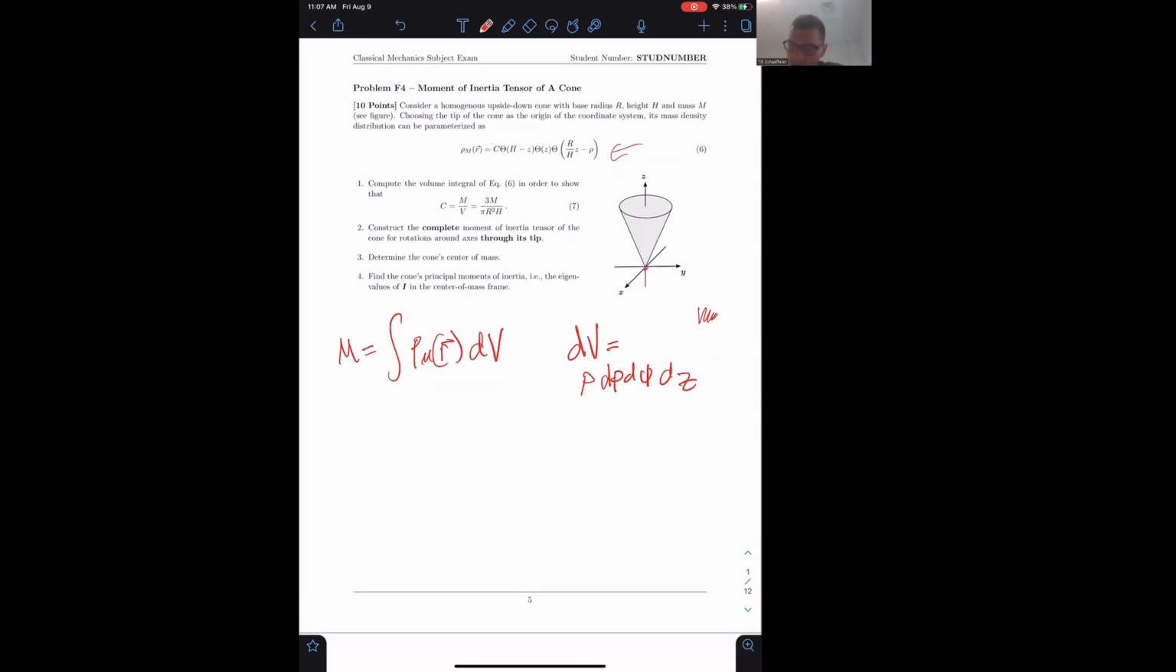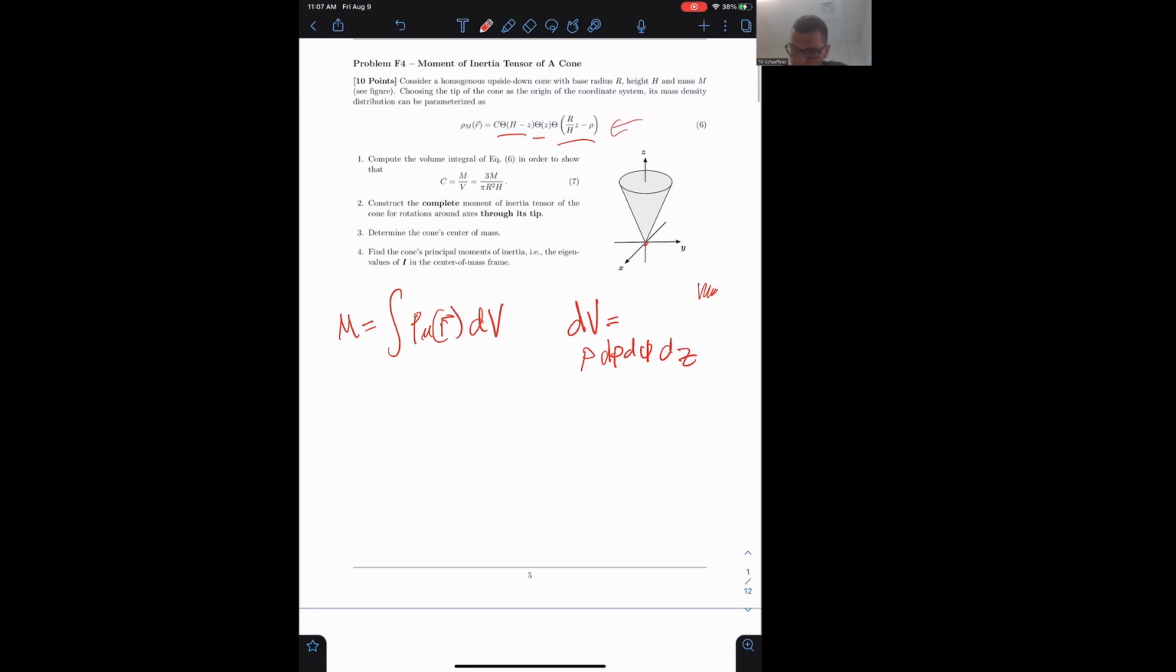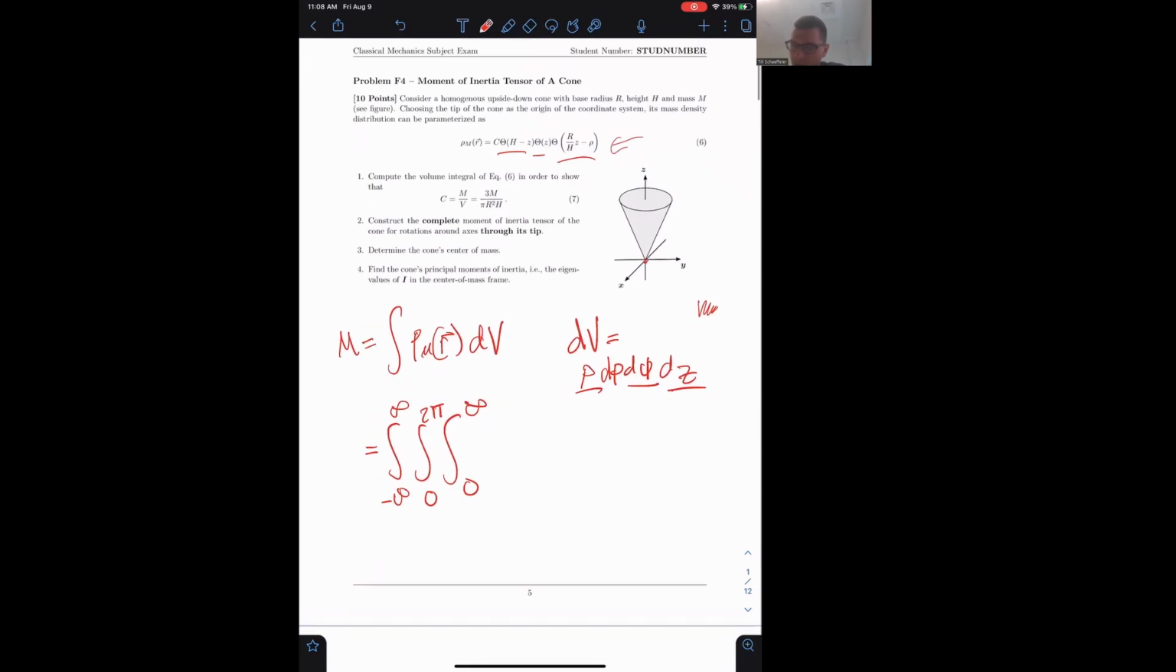So this is technically an integral over all space, but these Heaviside functions are going to set the bounds of our integral. To write that out formally once, rho goes from 0 to infinity, phi goes from 0 to 2 pi, and z goes from negative infinity to infinity. So that is all space in cylindrical coordinates.